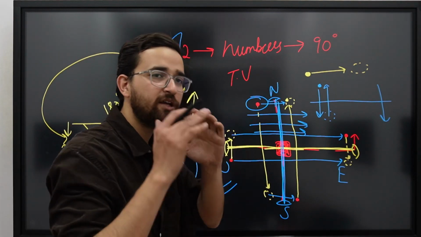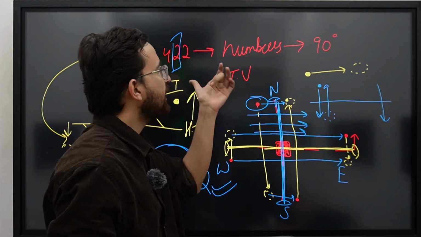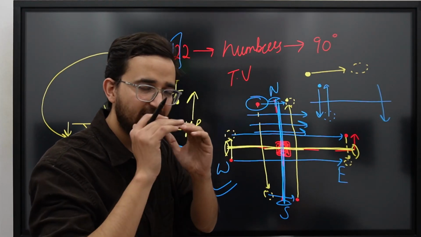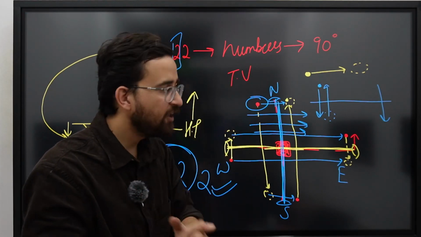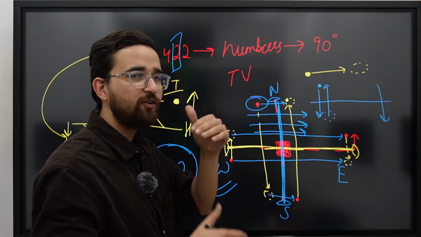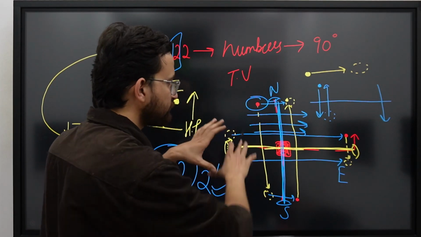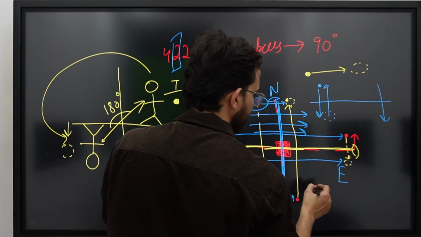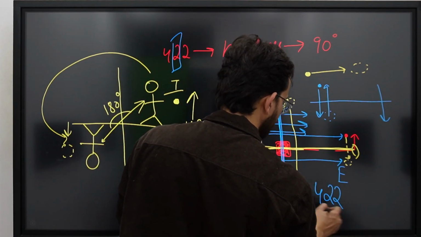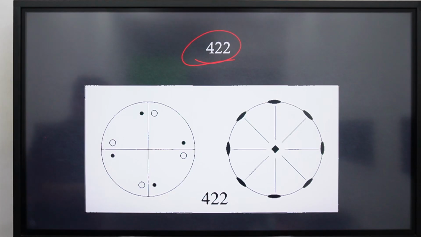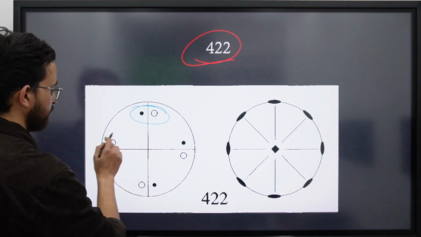Okay, and this will happen a lot in a lot of symmetry diagrams that we will draw. The third element would be automatically generated. Okay, so this is the scenario. This is 422. Let us look at a very clean image. So this is a clean image.